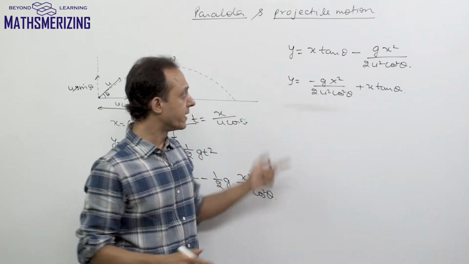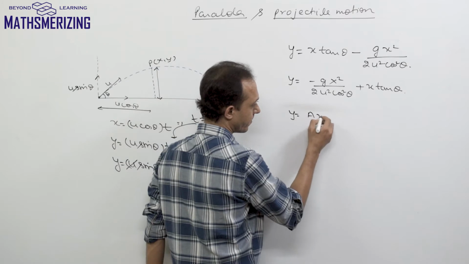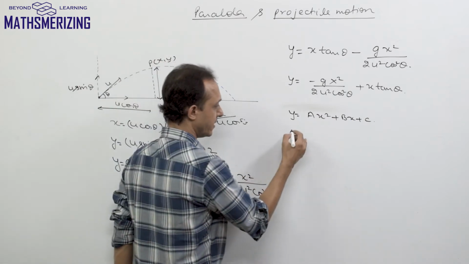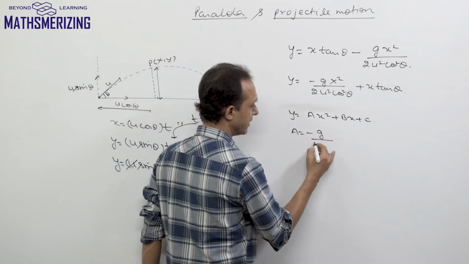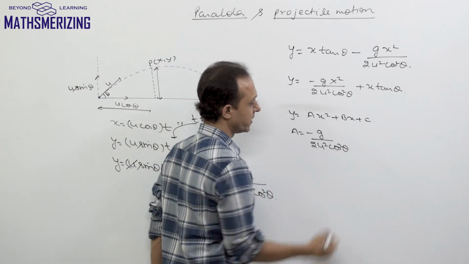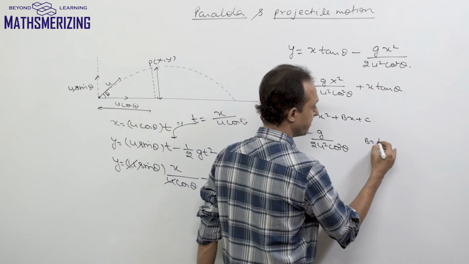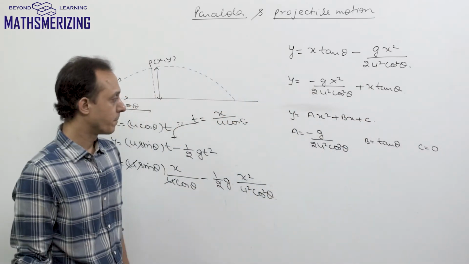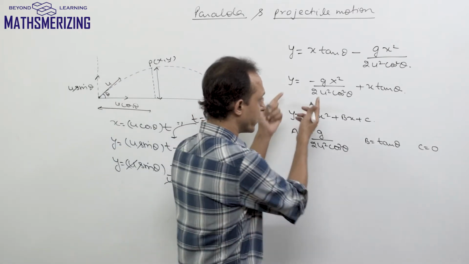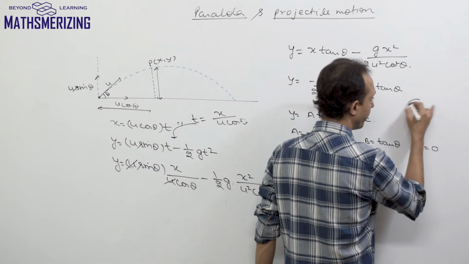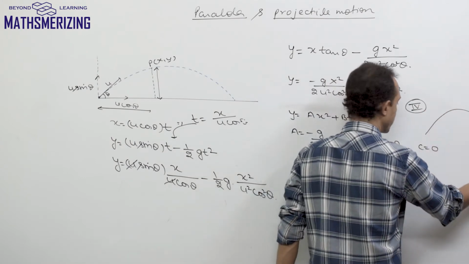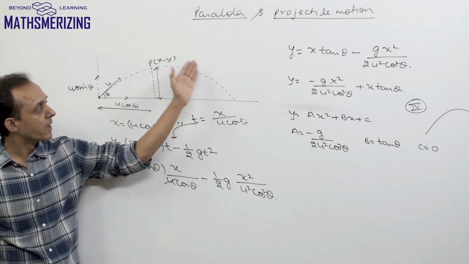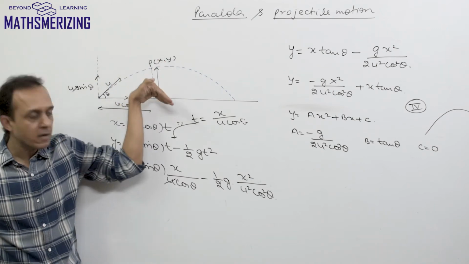If I compare it with a quadratic expression y equals ax square plus bx plus c, in this case a is minus g upon 2u square cos square theta, b is simply tan theta, and c in this case is simply 0. Now since a is negative, we know that it is the fourth form of parabola, which is a parabola opening downwards. So as we can see, if we throw an object, it will take a parabolic path, and that parabola will open downwards.